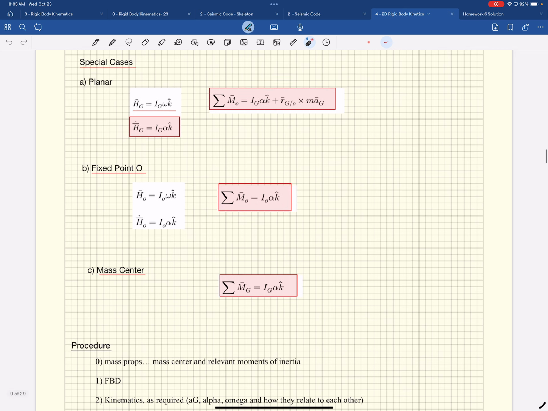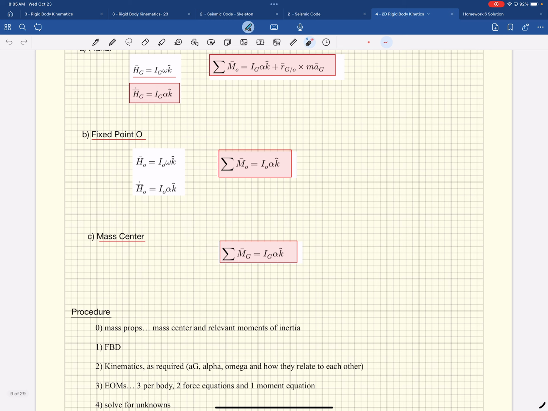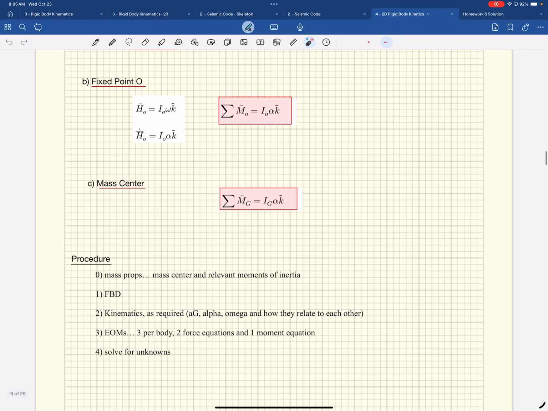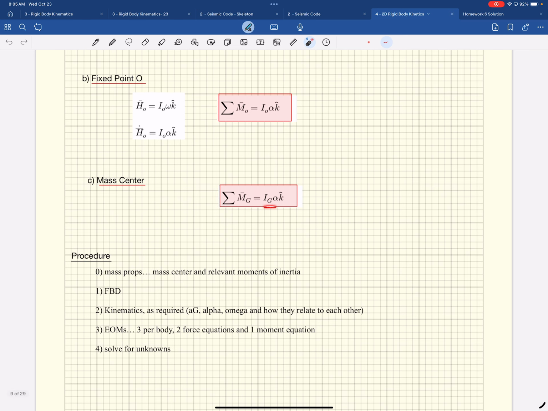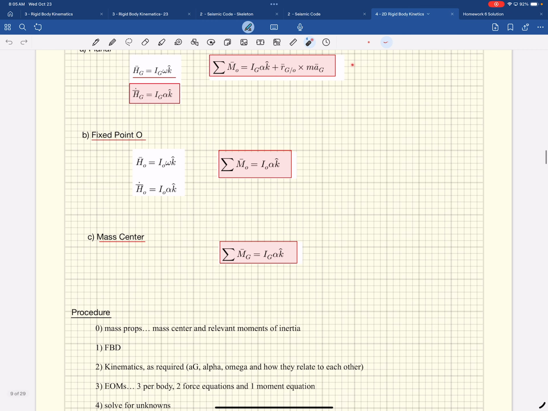If we're going to sum our moments about a mass center, then that just becomes: I sum my moments about the mass center and I use I_G times alpha. Where students mess up is they try to use all three of these equations. You don't need all three of the equations. You just need one, and it depends on the case that you're dealing with. The other place students mess up is the moments of inertia that you use. If you sum the moments about a point O, then you use I about that point O. If you sum the moments about point G, you use I about G. Those are the big key components here.